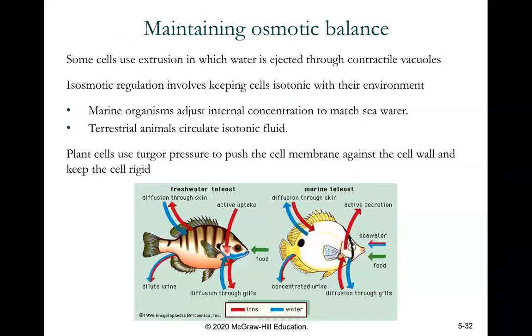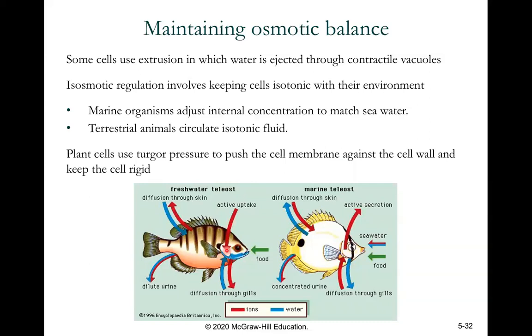We know that there's a maintaining of osmotic balance that needs to occur within these cells, right? And not just in plants, but in fish. So some cells use extrusion of water, in which water is ejected through contractile vacuoles. And isosmotic regulation involves keeping cells isotonic with their environment. Marine organisms adjust internal concentration to match seawater, and terrestrial animals circulate isotonic fluid. Plant cells use turgor pressure to push the cell membrane against the cell wall and keep the cell rigid.